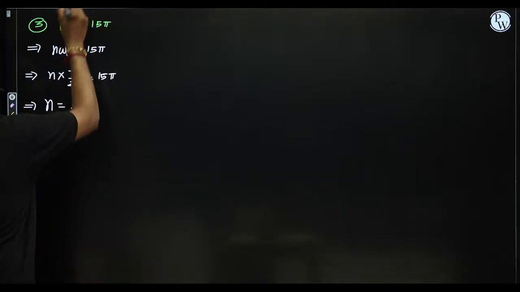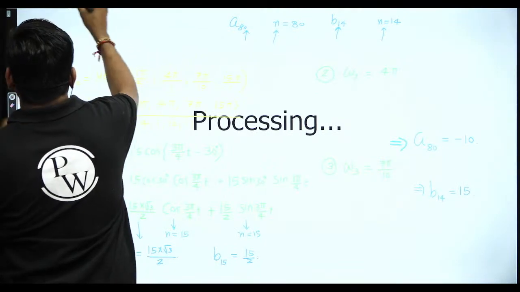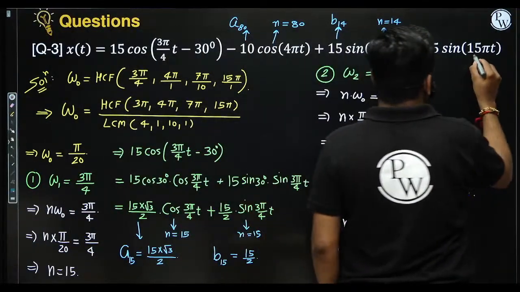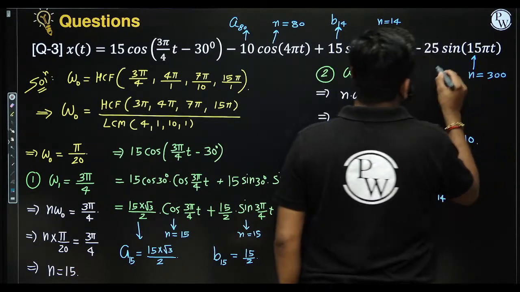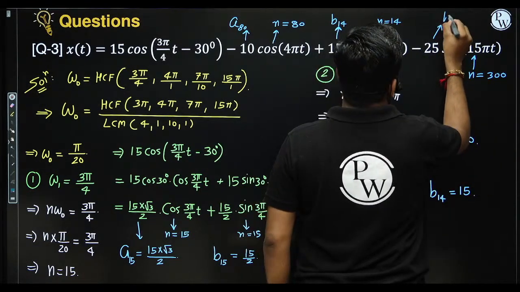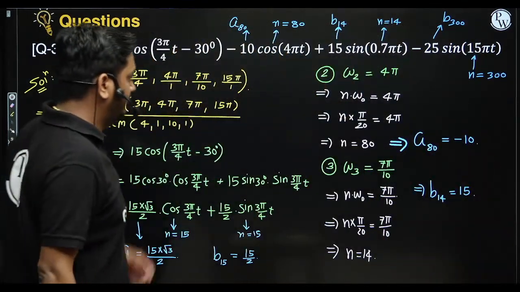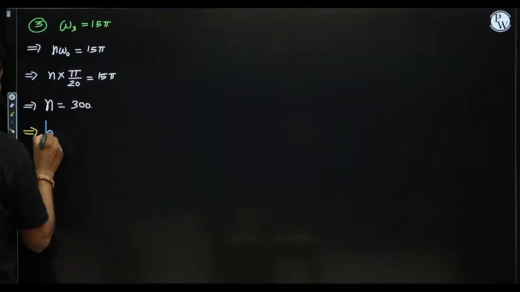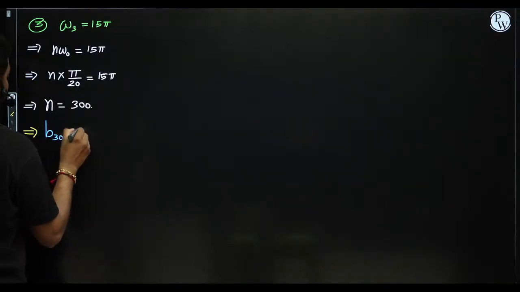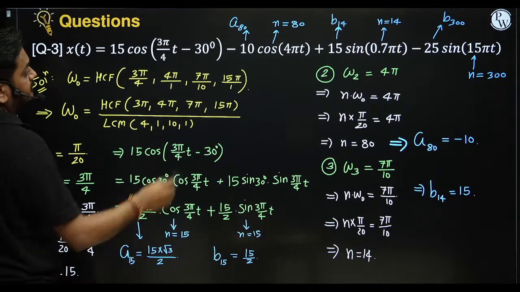Fine. So here the corresponding coefficient, again n equal to 300. Here we got n is equal to 300. Again this is also sine, guys, so the corresponding coefficient b300, correct? b300, guys. Got it? So the corresponding coefficient b300 is minus 25.